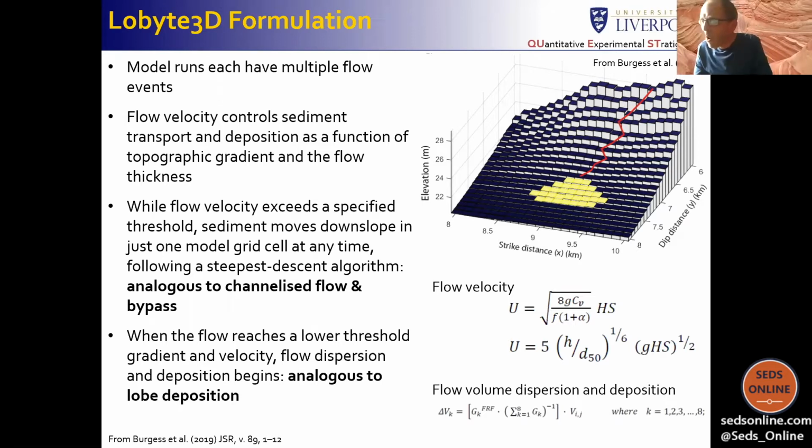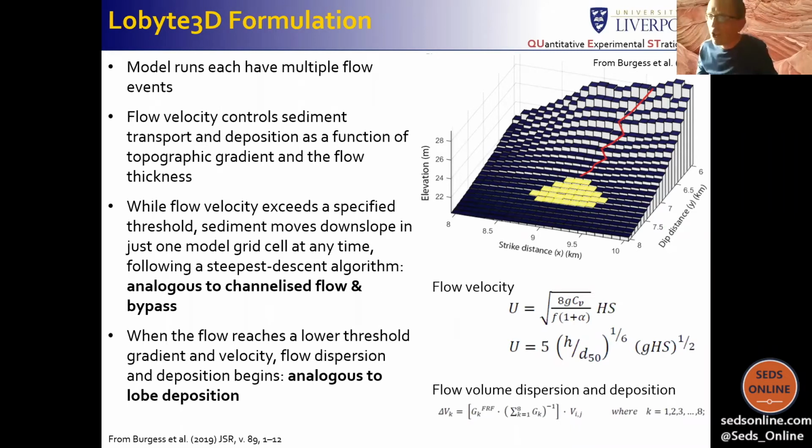The flow operates according to topographic gradient, and the flow velocity comes from the gradient, but also from flow thickness, right? So we are doing simple modeling of flow velocity to calculate when the sediment stays in suspension and when it begins to be deposited. So while flow velocity exceeds a specified threshold, that's one of the model parameters, sediment moves down slope. And when it hits a grid cell where the gradient is less than that threshold, it begins to deposit.